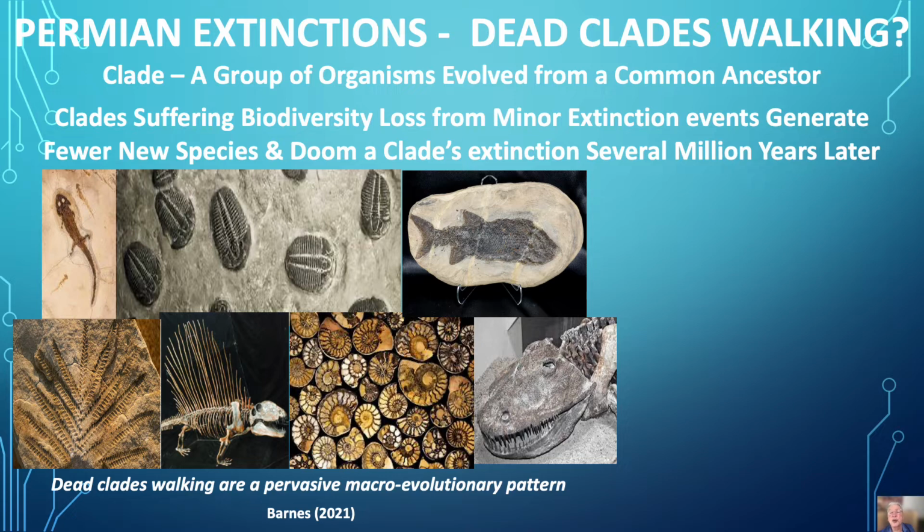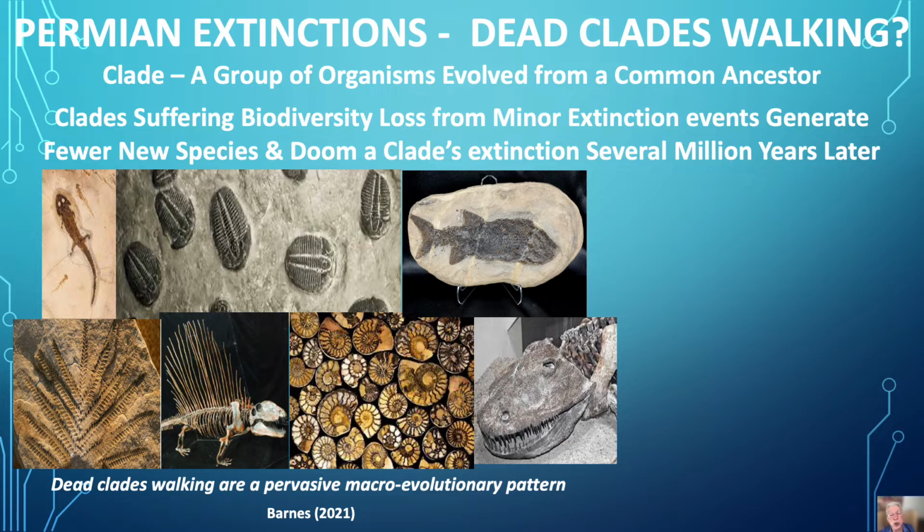However, there is a growing scientific belief that the Permian extinctions were more gradual and caused by a protracted decline in environmental conditions that slowly reduced the Earth's biodiversity and thus reduced the probability of new species evolving that can adapt to changing conditions. This notion of a protracted extinction was discussed in the 2021 paper, Dead Clades Walking.